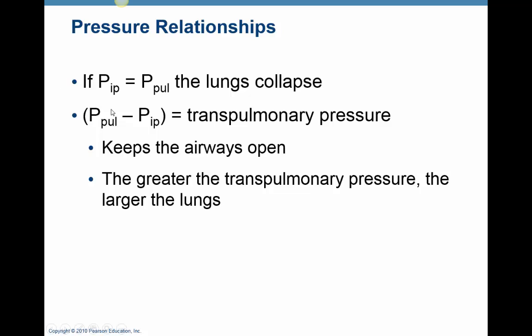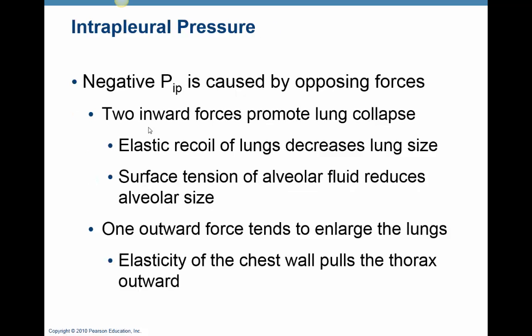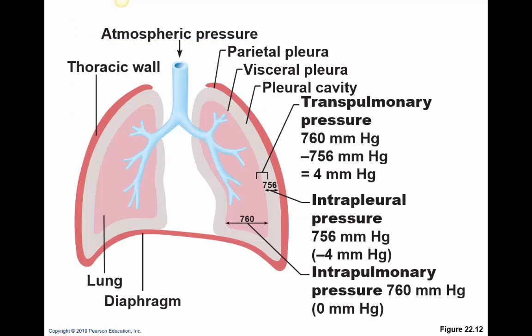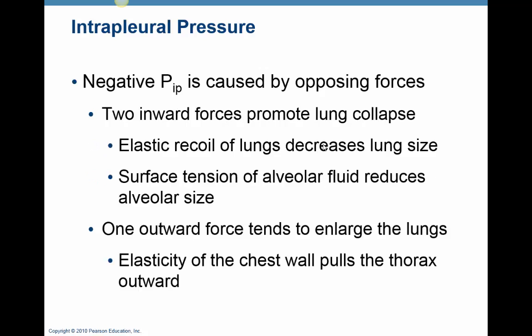So this is a pressure that, if we look at our diagram here, transpulmonary pressure is always positive, and that helps keep the lungs inflated as well. So we find that the larger the transpulmonary pressure, the larger the size of the lungs. So that just means that when we're looking at the end of inhalation, for example, when we have maximum intrapulmonary pressure, that's when we're going to see the largest transpulmonary pressure. So it's just the pressure across the wall of the lungs, and the greater the transpulmonary pressure, the larger the lungs are going to be.